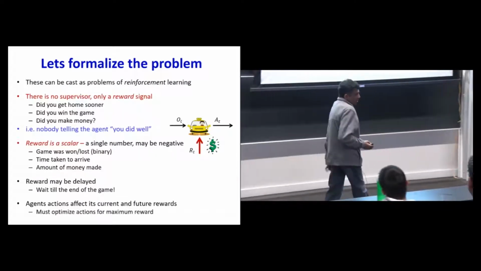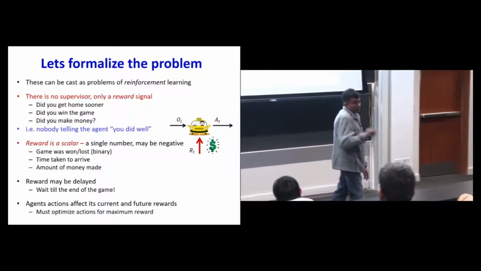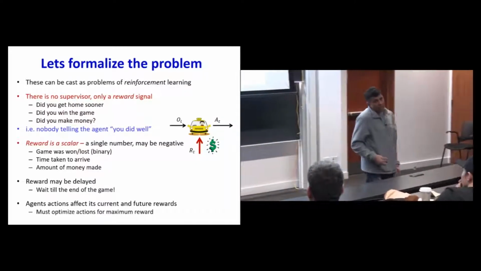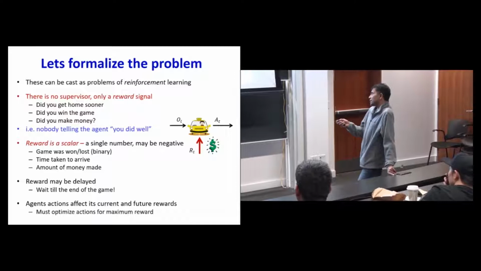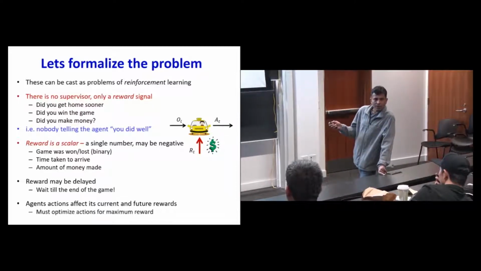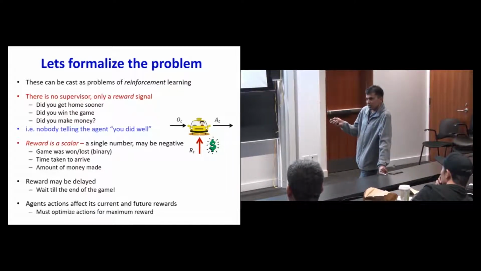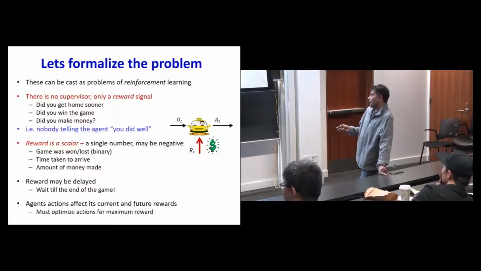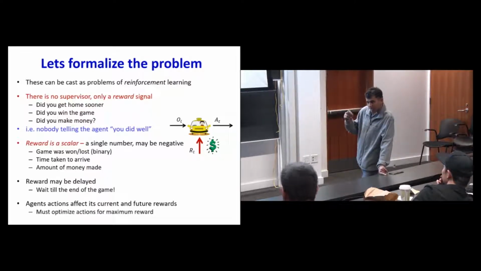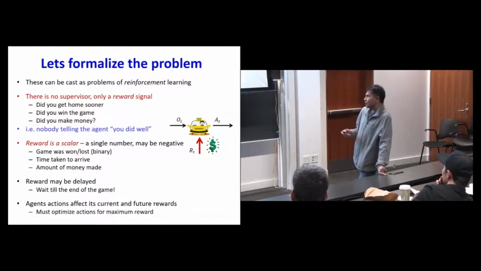So let me formalize this whole problem. This whole thing can be cast as a problem of reinforcement learning. There's no supervisor. There's no strong supervision. There's only a reward signal, like: did you get home sooner? Did you win the game? Did you make money? Which basically means that there's no one telling the agent after every move, hey, that was a good thing. The reward is a scalar. It's a single quantity that you can measure.